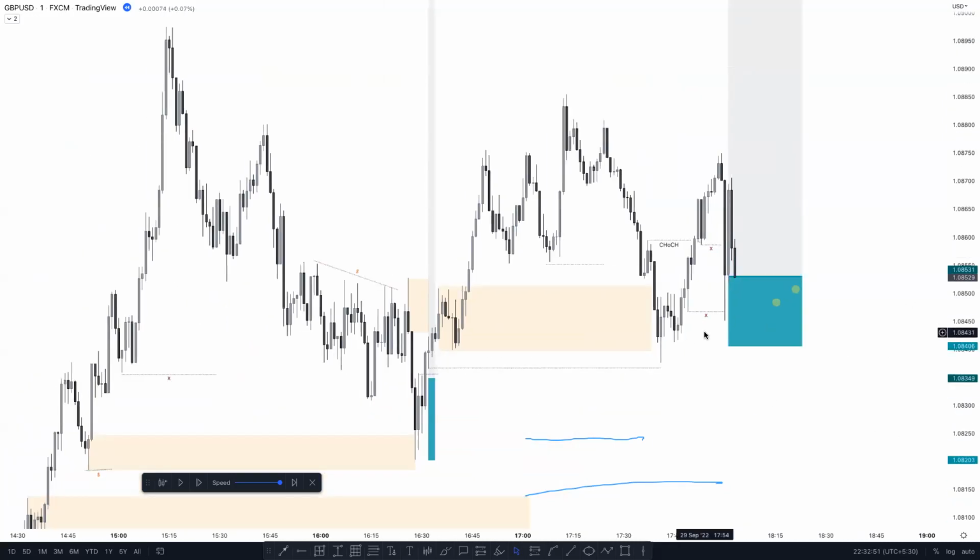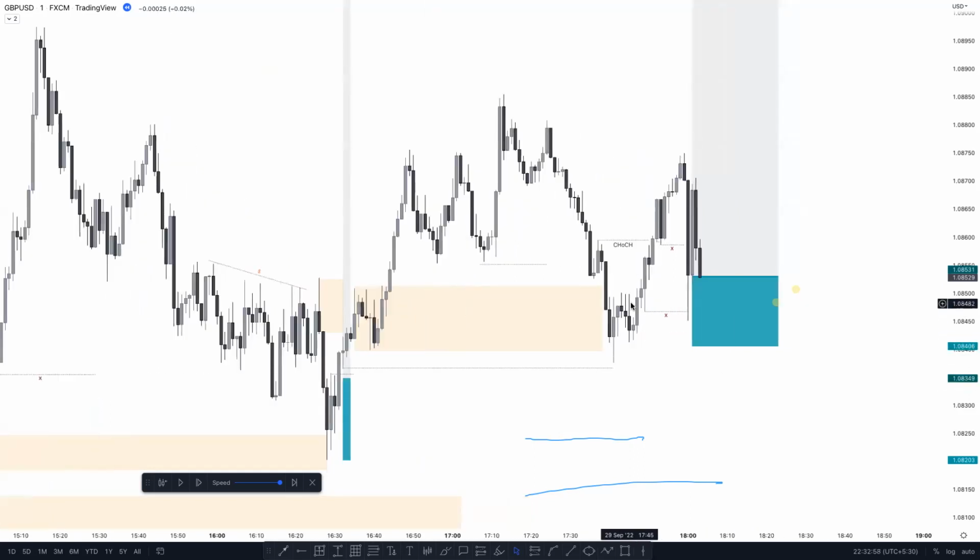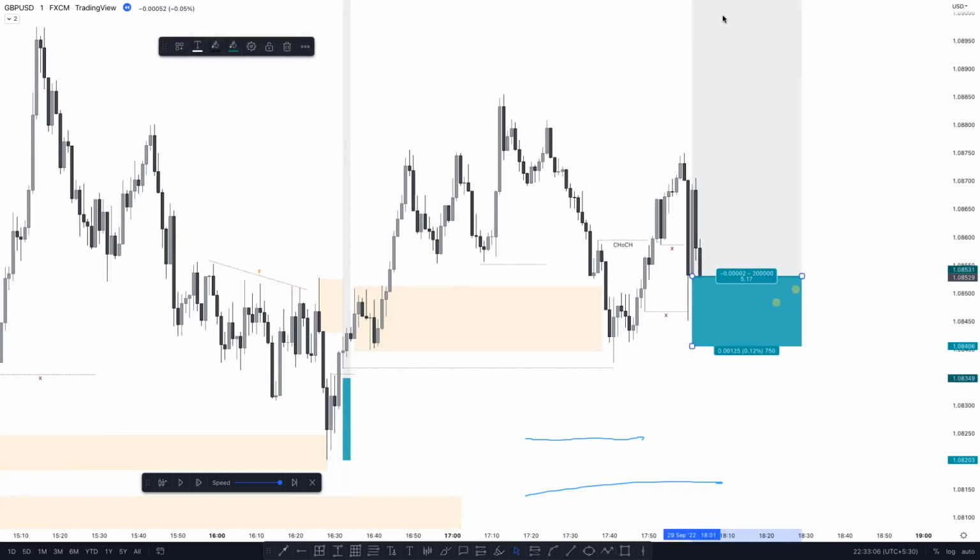Because this one is a very extreme, okay, but this is also valid, but this one is a more additional confirmation that market actually respect this order block and give a quick reaction, taken out the liquidity, right? So this one is more valid compared to the first one. Okay, so let's see.